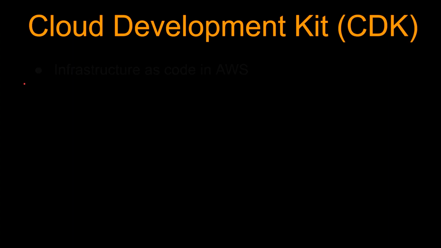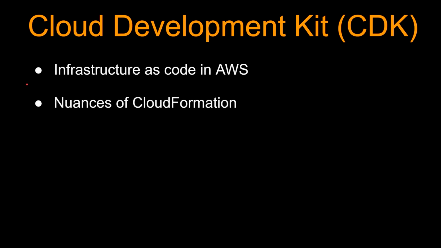In this video, we are going to look into one of the New York City Global Summit 2019 announcements, CDK, or Cloud Development Kit. We will look at a history of infrastructure as code in AWS, the nuances of CloudFormation, and then we're going to go over CDK and show a demo. All right, let's get started.